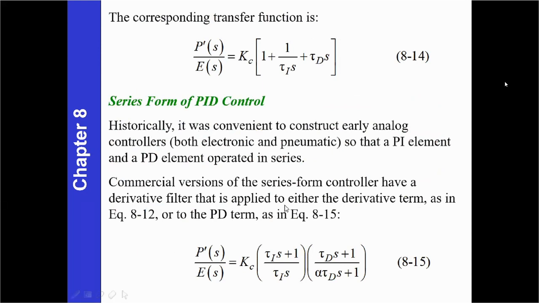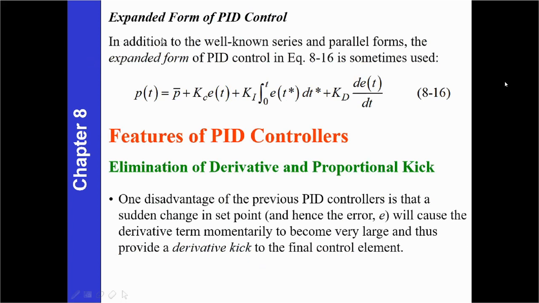For the PD term, I don't have 8.12, but we have 8.15, which is this one here, the PD term, proportional and derivative term, between equations 8.15. And then we also have the expanded form of the PID controller. So in addition to the series and the parallel form, the expanded form is used here, with these equations here.